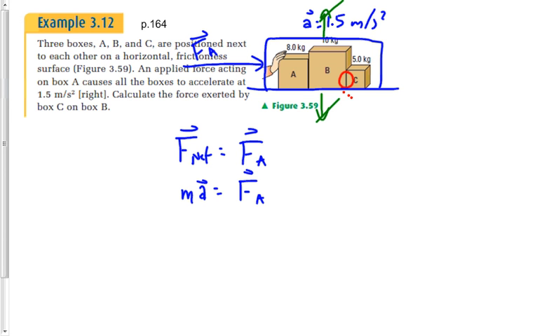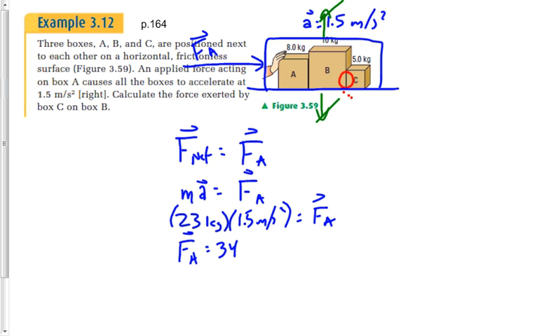If I'm analyzing the back of the semi-truck, then I should use the entire mass of the back of the semi-truck, right? Which includes the mass of each of the boxes of ice cream inside the semi-truck. So I'm going to use a mass of everything there. It's going to be 23 kilograms. The acceleration of this system is 1.5 meters per second squared to the right. And we can solve for FA. Look at that. 23 times 1.5 is going to give me 34.5 newtons.